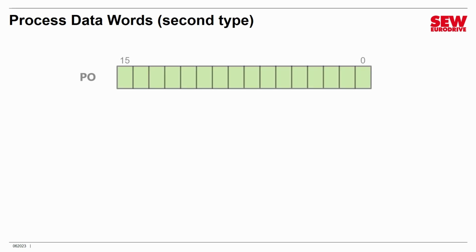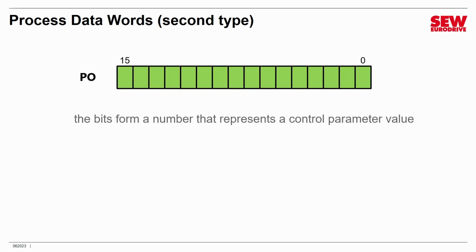Now, in our second type of process data word, the word forms a binary number. In the case of a process output word, maybe it indicates something like speed, the speed that you want to run the VFD. So you send a number in binary format over the field bus, the VFD interprets that and runs at a particular speed, say 1000 RPM.